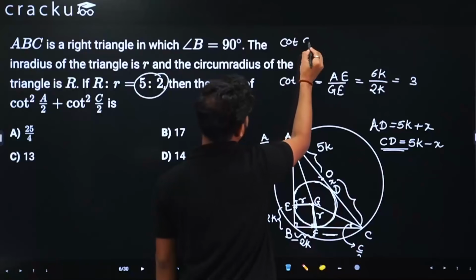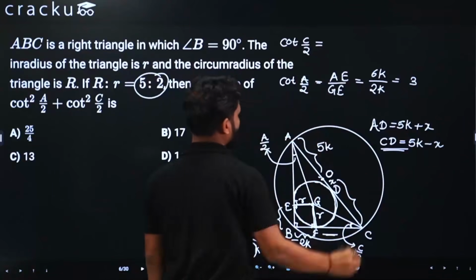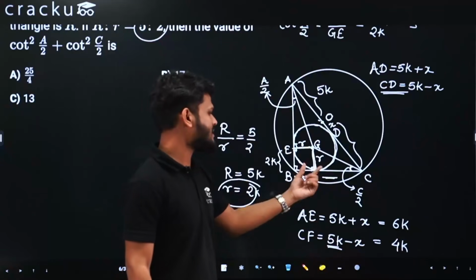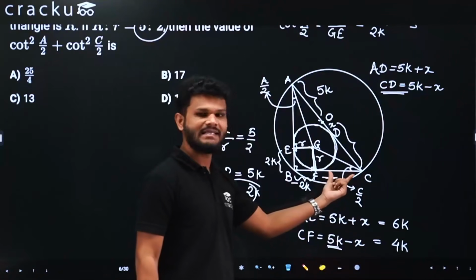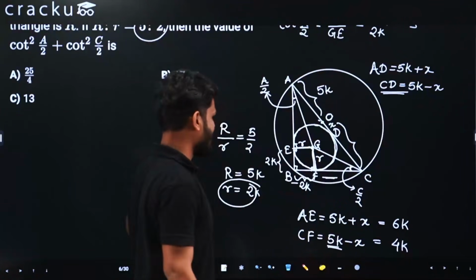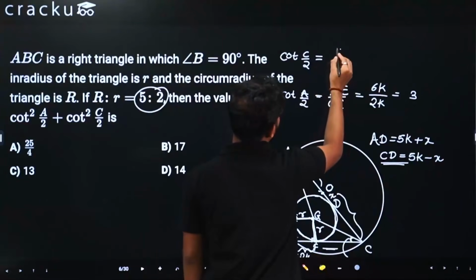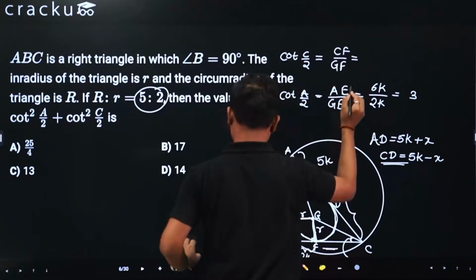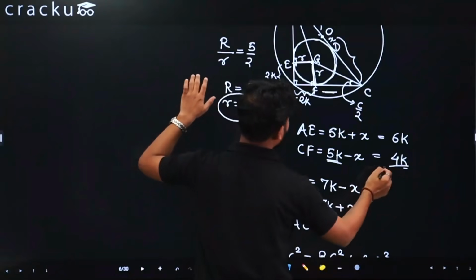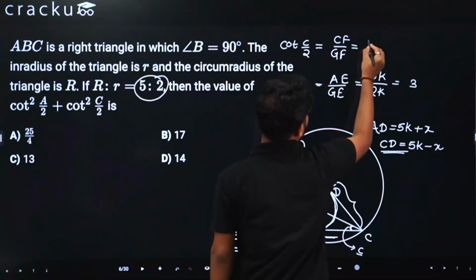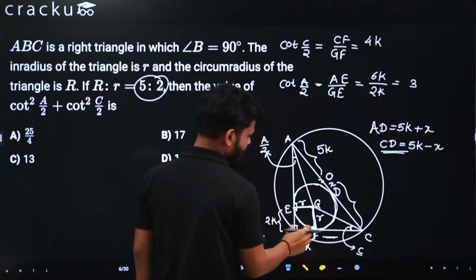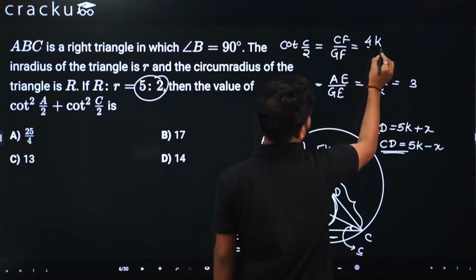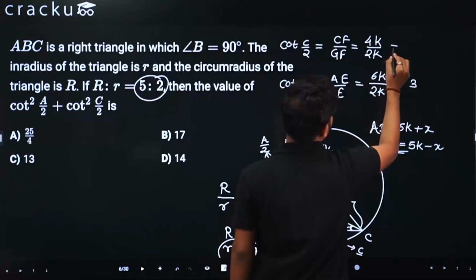Now how do you find cot C by 2? In this triangle CFG, cot C by 2 will be adjacent side CF divided by opposite side GF. So CF upon GF. We know CF is 4k. GF is nothing but the radius. Radius is 2k. So this is 4k over 2k, and this is 2.